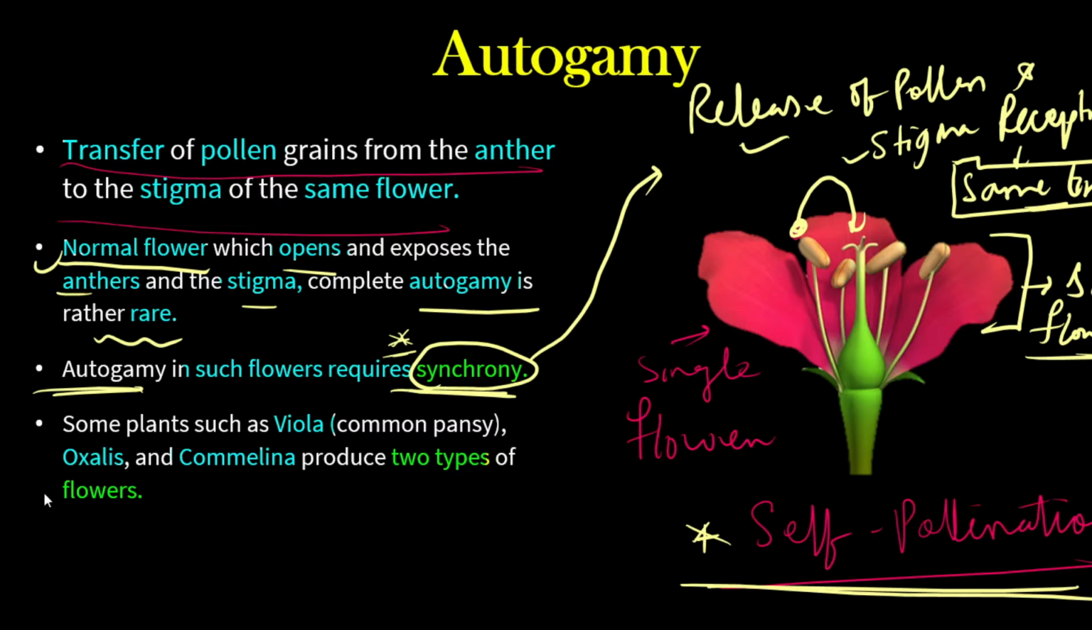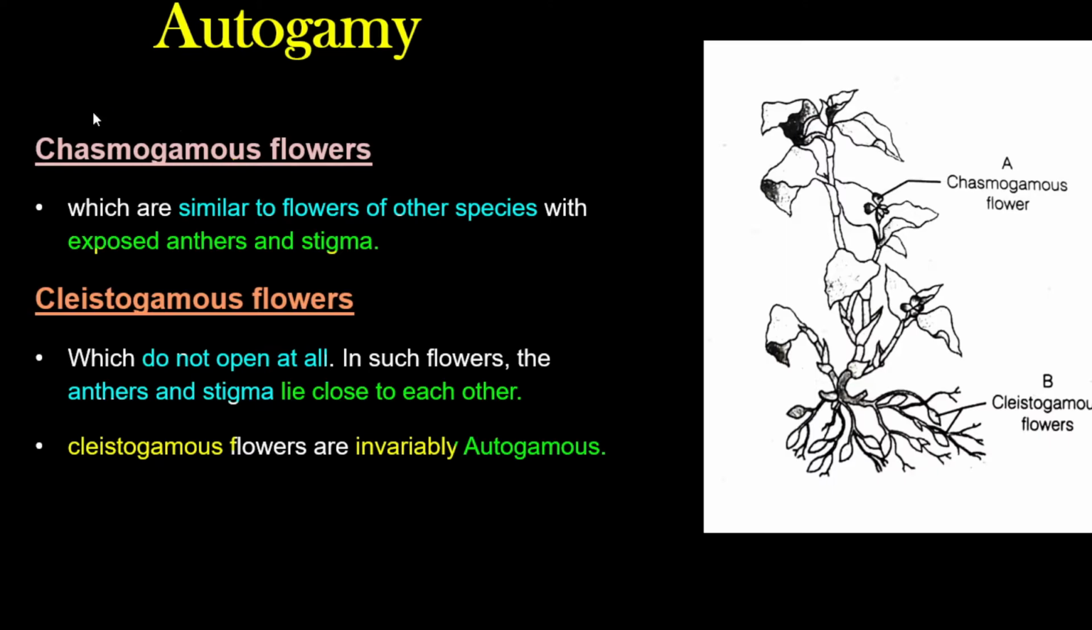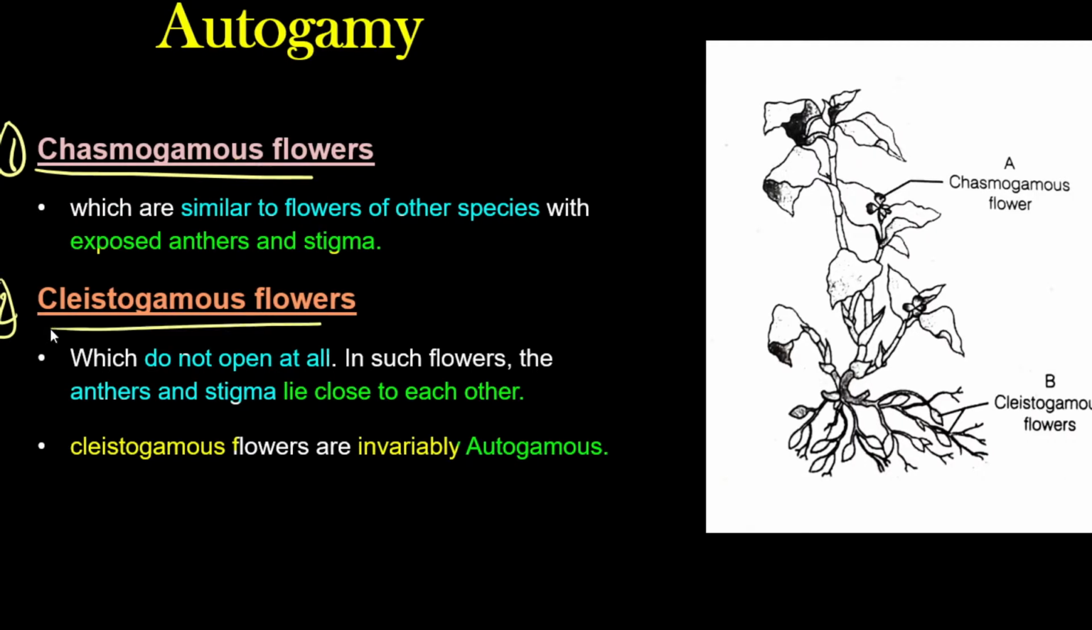Some plants like viola, oxalis, commelina, produce two types of flowers. So that is what we are going to discuss in the next slide. Let us move into it. They produce two types of flower. The first one is chasmogamous, the second is cleistogamous.